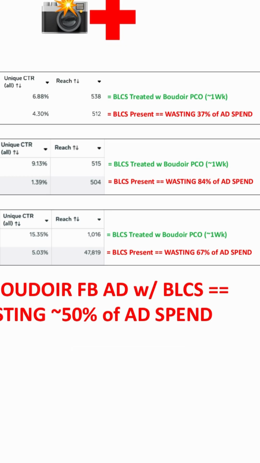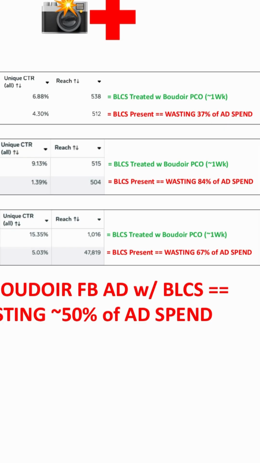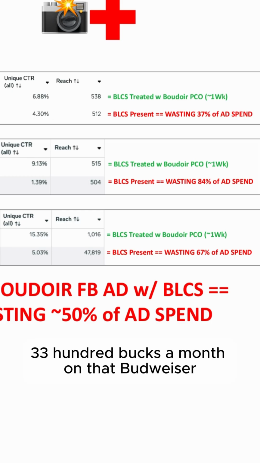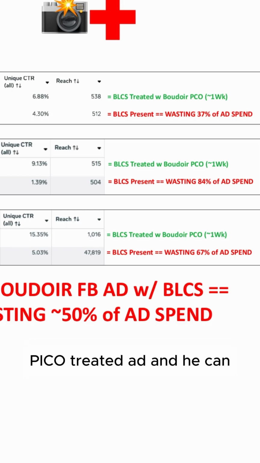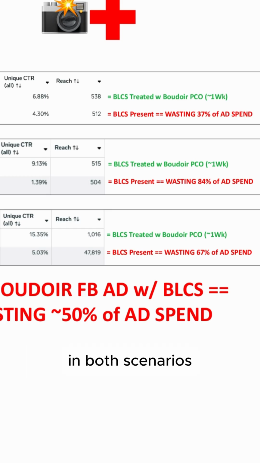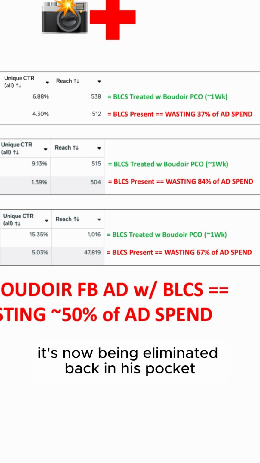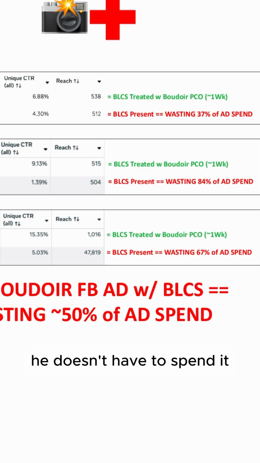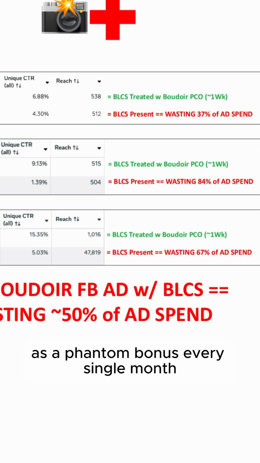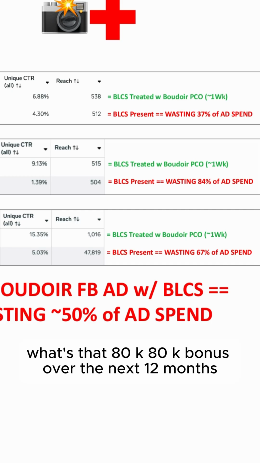As a result, if he spent 10 grand a month on the original Boudoir Facebook ad, now he only has to spend 3,300 bucks a month on the Boudoir Pico treated ad, and he gets into the same number of women's brains in both scenarios. But now that 6,700 bucks a month that was being wasted is eliminated and back in his pocket. He doesn't have to spend it, a phantom bonus every single month. Basically like, what's that, 80K?